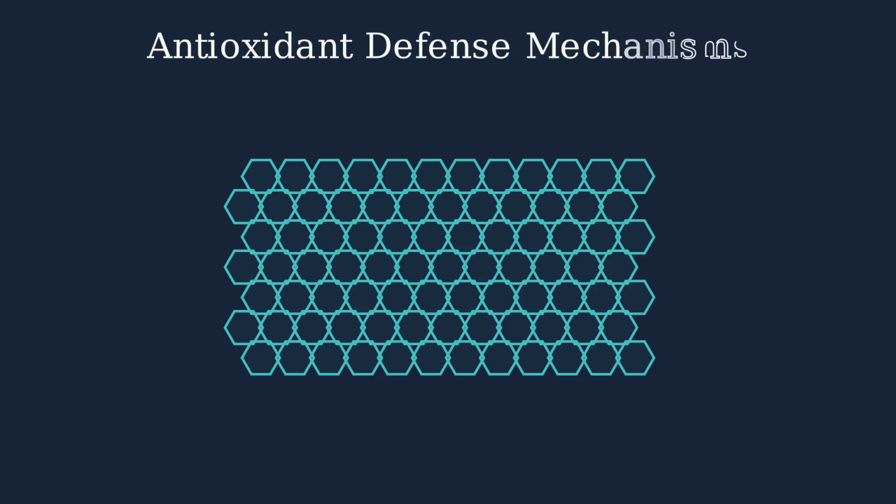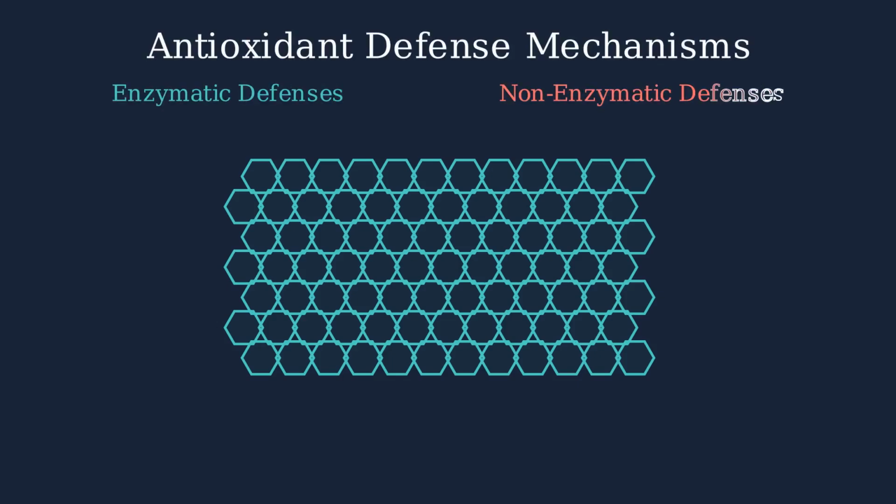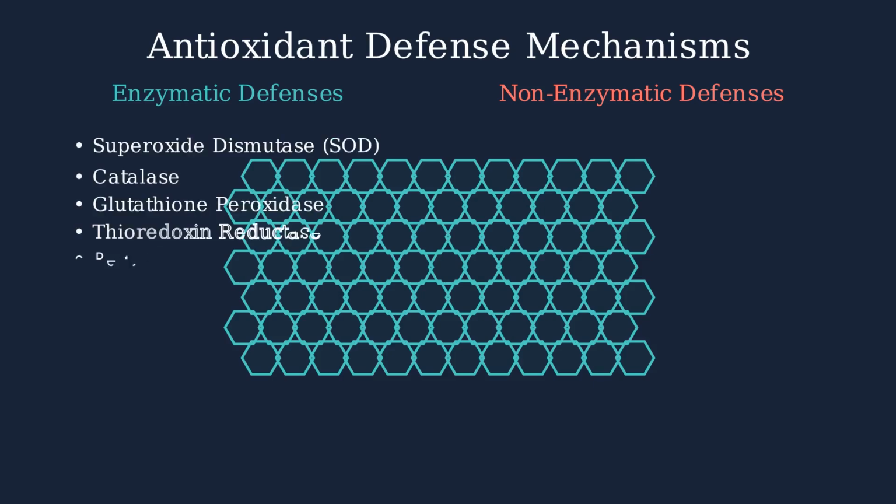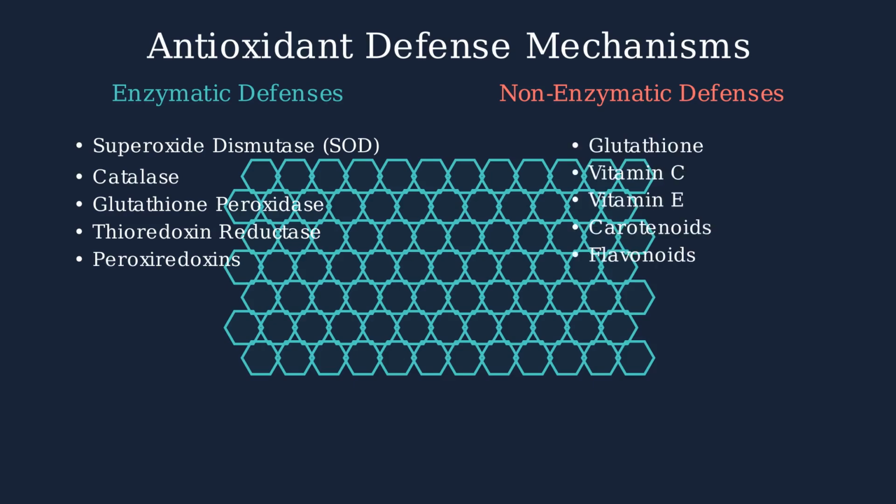Antioxidant defense mechanisms protect cells against oxidative damage. These can be divided into enzymatic and non-enzymatic defenses. Enzymatic defenses include superoxide dismutase, catalase, glutathione peroxidase, thioredoxin reductase, and peroxiredoxins. Non-enzymatic antioxidants include small molecules like glutathione, vitamin C, vitamin E, carotenoids, and flavonoids.